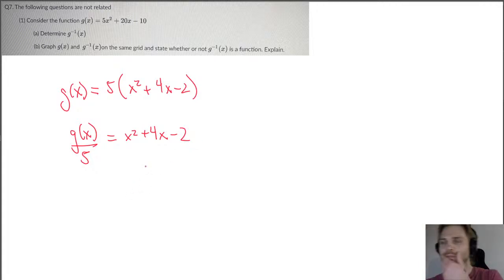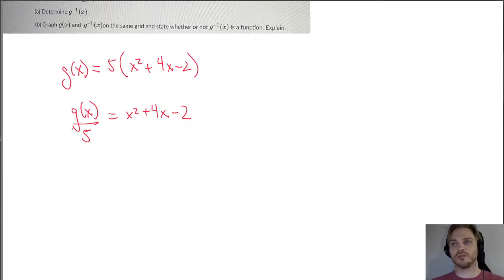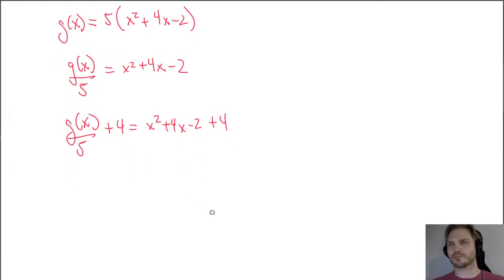Then I want to add 1/2 of this b coefficient squared to both sides. So 1/2 of 4 is 2, and 2 squared is 4. So I'm going to add 4 to both sides. So this is x squared plus 4x minus 2 plus 4, and g of x over 5 plus 4. There I added 4 to both sides. And then this should now be a perfect square.